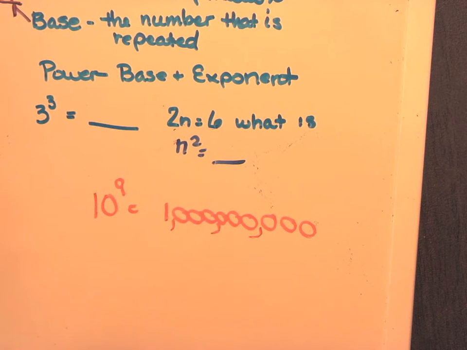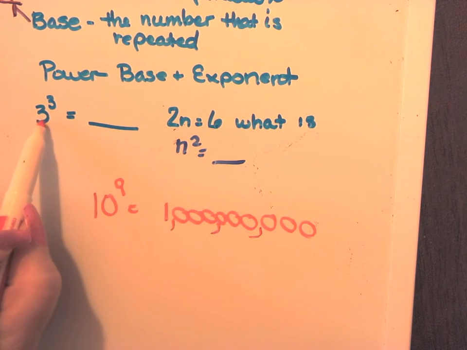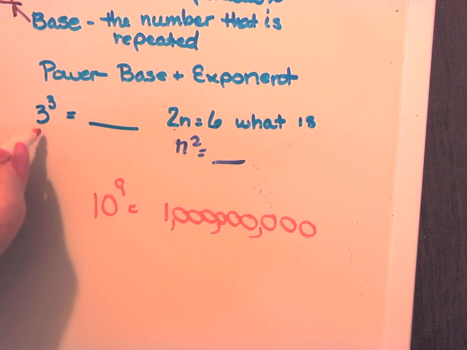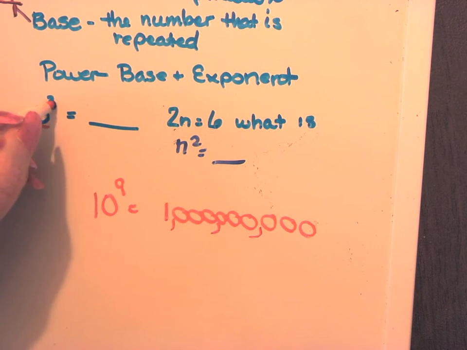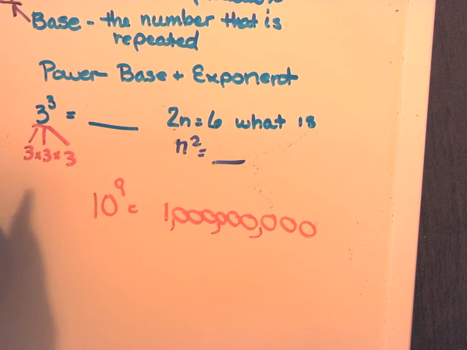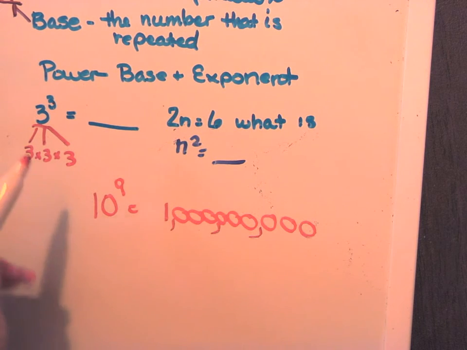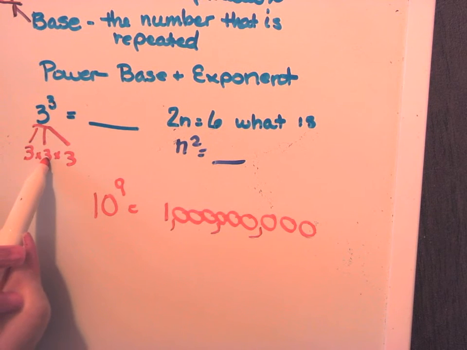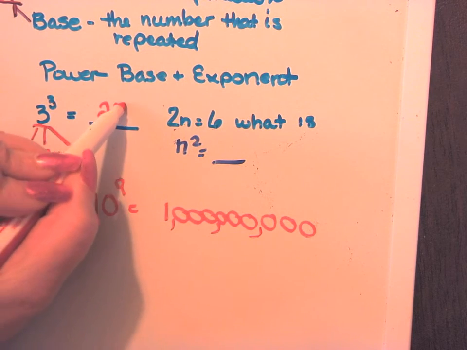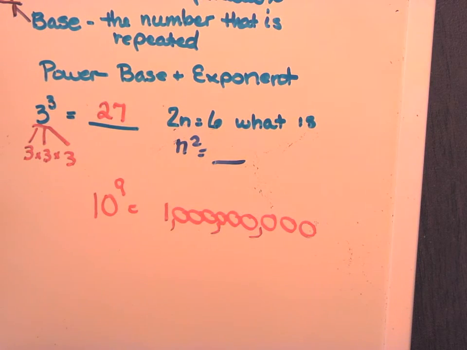When you're doing the tens, you can use that shortcut. Well, let's go back up here. 3 to the 3rd power means that my big number is 3, and this is how many times I have that 3. 3 times 3 times 3. It's not 9, okay? We have to do 3 times 3 is 9. 9 times 3 is 27. And that's where we get our answer for that.